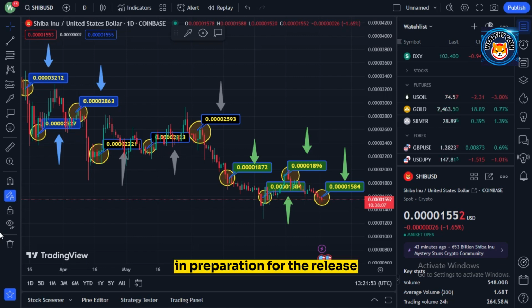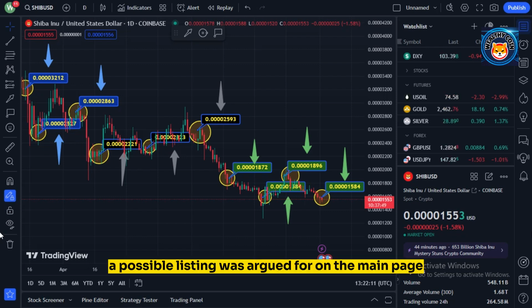In preparation for the release, whales have been accumulating Bone. The asset's value has been rising because of this. The 101% increase in Bone's value since the start of the year is more than double what it was at the beginning. Huobi has now added Bone ShibaSwap to its official page for digital assets.